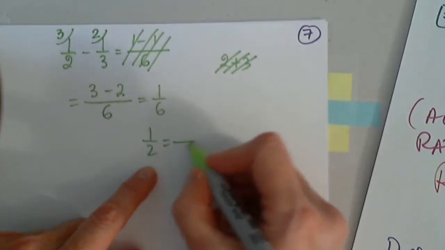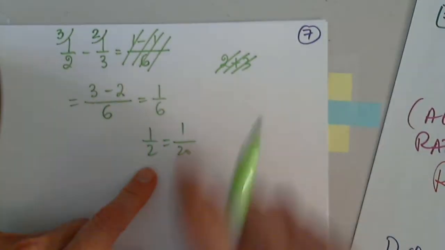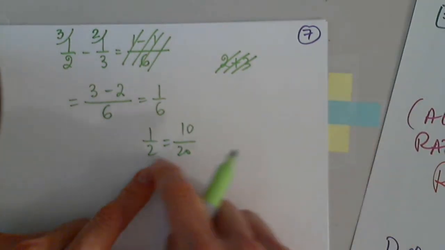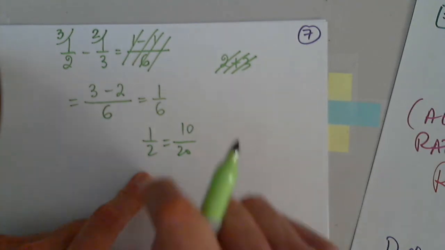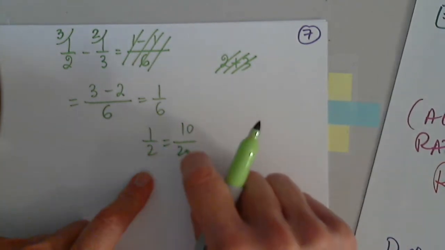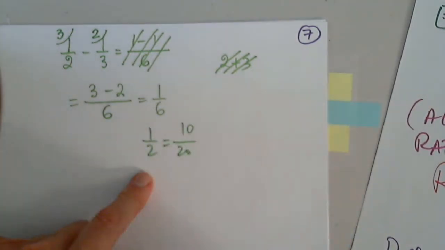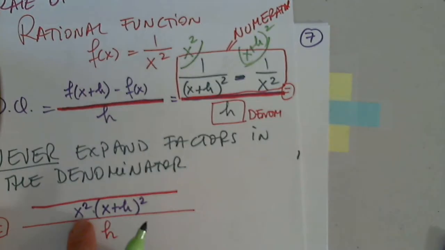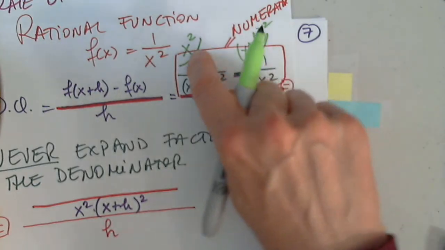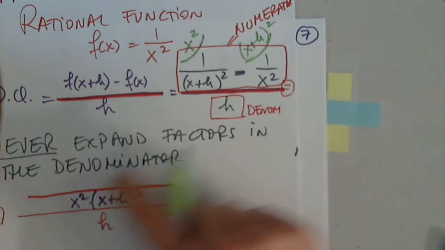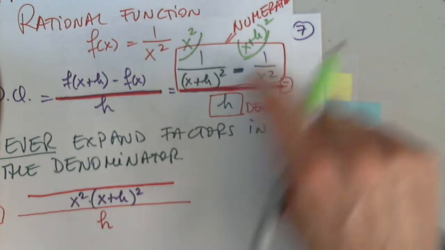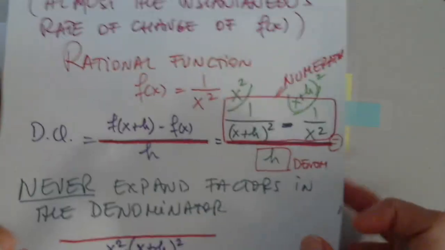If I multiply the denominator by 10 and do not multiply the numerator by the same quantity, it will not be correct. It will not have the same fraction. If I decide to multiply the denominator by 10, I have to multiply the numerator by 10. If I decide to multiply the denominator by x squared, I have to multiply the numerator by x squared. If I decide to multiply the denominator by x plus h squared, I have to multiply the numerator by the same quantity.